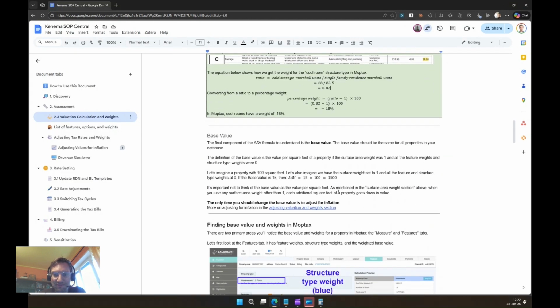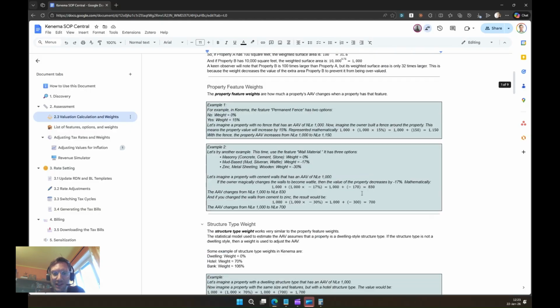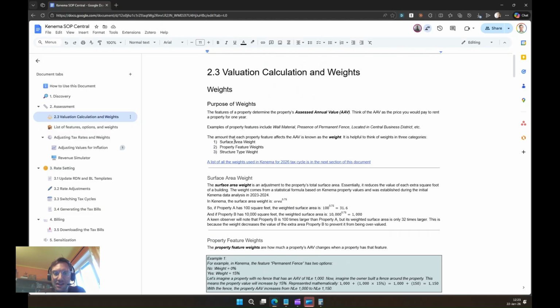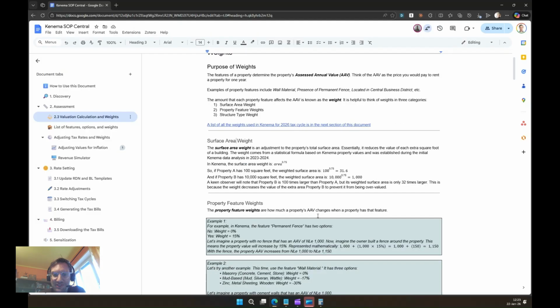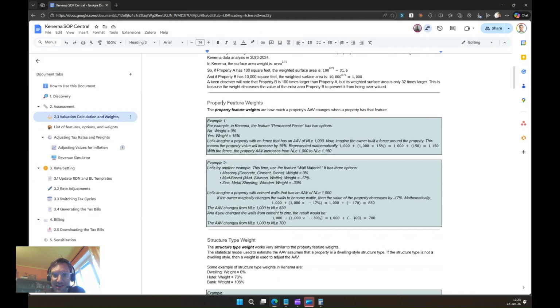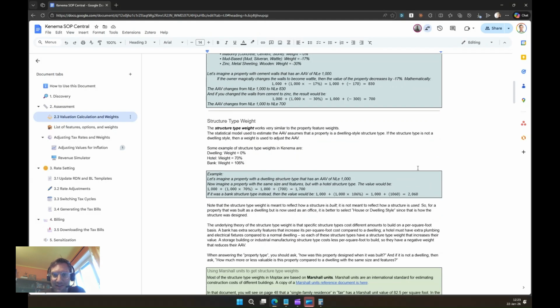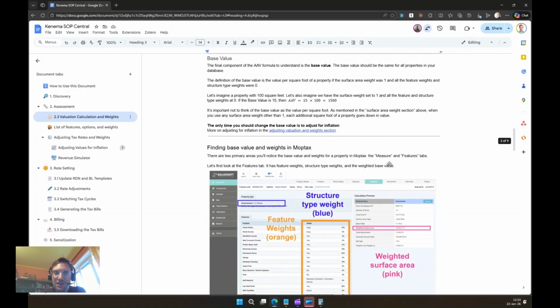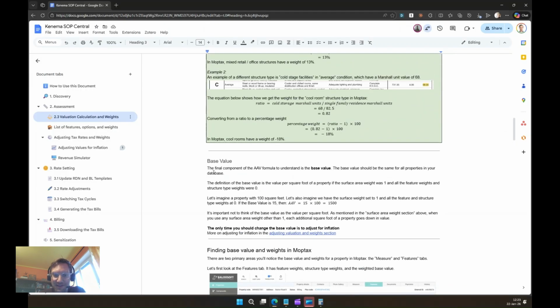So up until this point, we've talked about the surface area weight, we've talked about the property feature weights, and we've talked about the structure type weights. The last thing to talk about is the base value. The base value is the final component of the assessed annual value formula. Every property in your database should have the same base value.